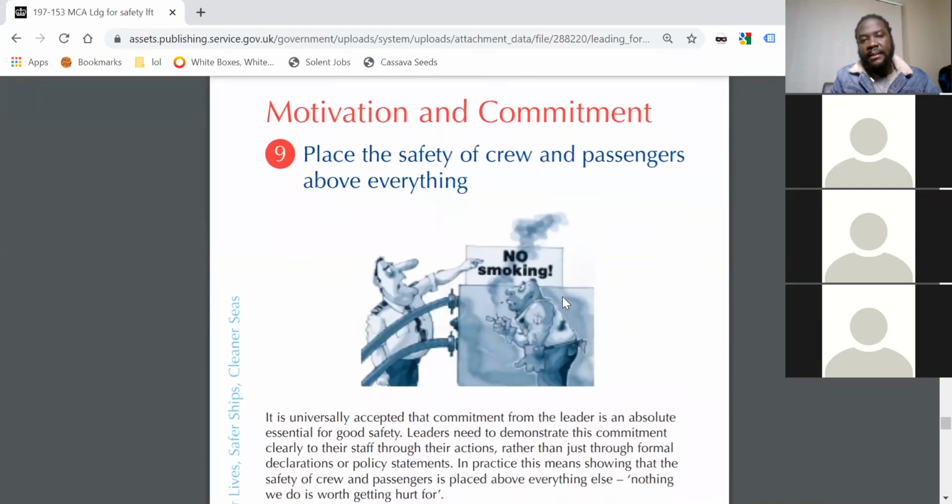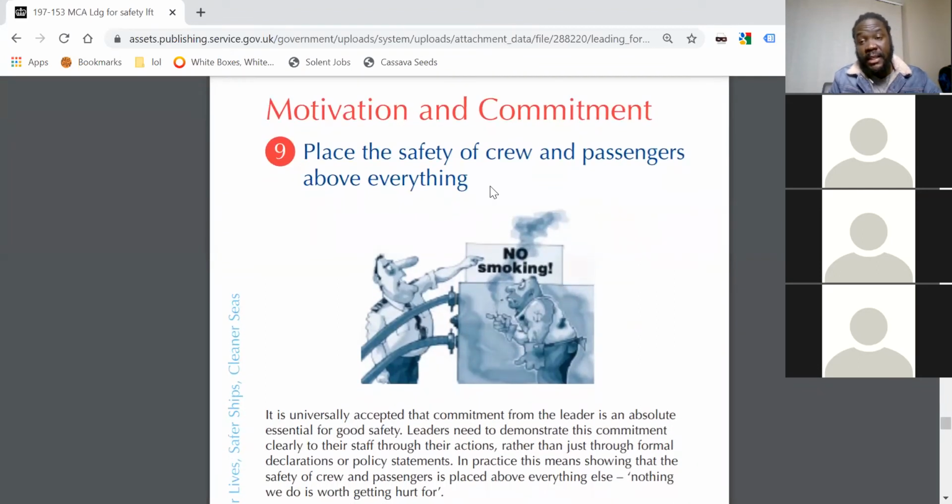So number 9, place the safety of the crew and passengers above everything. This is a very tricky one for a lot of captains these days, I have to be honest. You're talking about safety of the crew and passengers at the expense of sometimes pressure from the office, and when other captains are not doing it, it's a tricky one. People be like, well, Captain, why are you the only one doing it? But we need to get this done. The money has to come in. The clients need this, the client needs that.